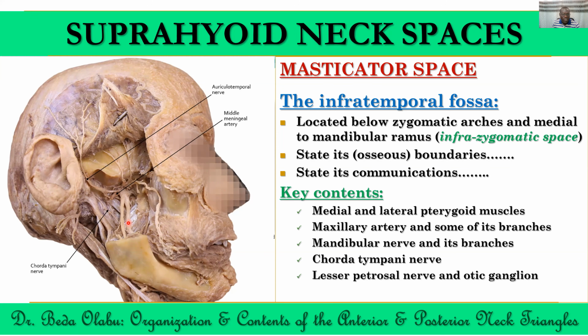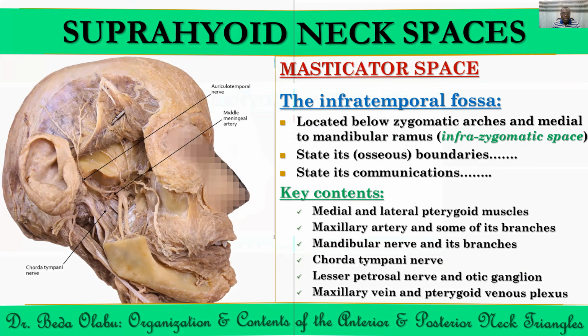We have the lesser petrosal nerve shown in this particular image, but remember it enters through foramen ovale and synapses in a ganglion there, which we call the otic ganglion, from which the postganglionic fibers join auriculotemporal nerve to reach the parotid gland. Lastly, we have the maxillary vein. That will be a short vein in this particular region. And extensively, we have the pterygoid plexus of veins that are usually between the muscles. So those are the key contents of the infratemporal fossa.